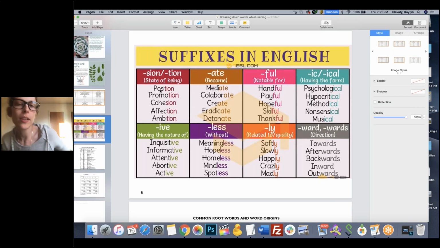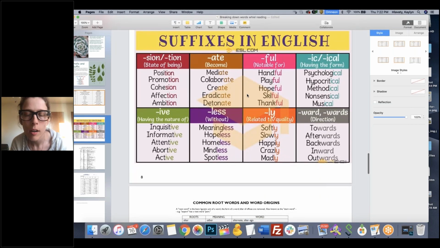So an example is ate. Could be create. So you made something. By putting C-R-E in front of ate, that could be create, you made something. So some more examples here.